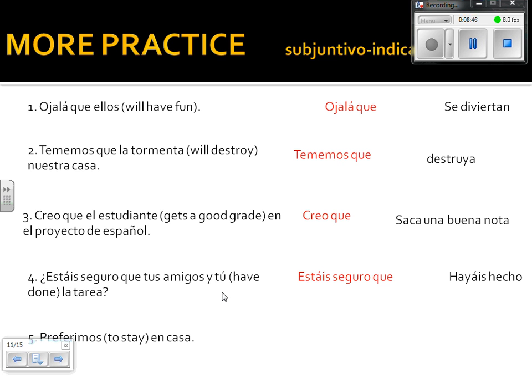Número 5. Preferimos to stay in casa. This does not have a verb followed by que, and therefore is neither subjunctive nor indicative, making the verb to stay, or quedarse, infinitive. However, since it is a reflexive verb, remember to change the se accordingly, making the answer preferimos quedarnos en casa.